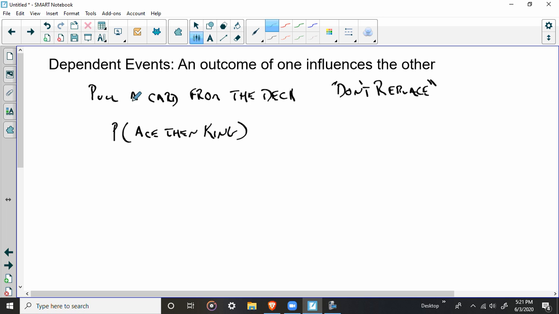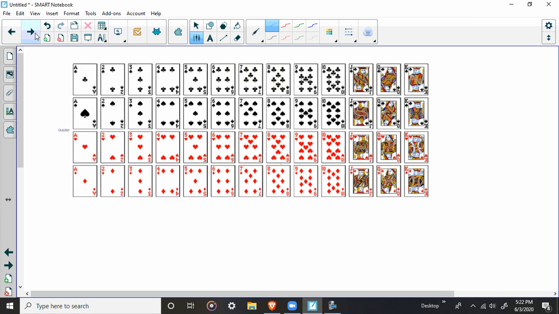Right, well, again, if you guys aren't familiar with the deck of cards, hold on, I think I have one here. Okay, you have 4 aces, right? You have 4 kings, okay? So what's your probability of pulling an ace, then a king? Well, your first event, you have 4 aces out of the 52 cards. So your probability of pulling an ace is 4 out of 52, same as any other card. There's 4 of each one, there's 52 cards.